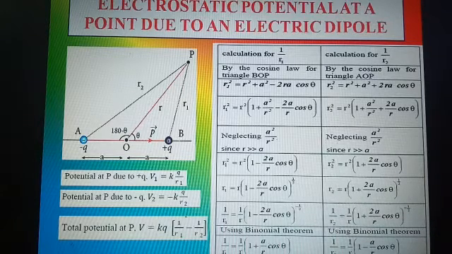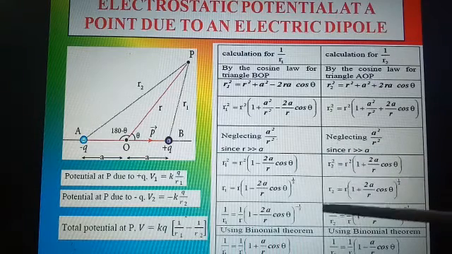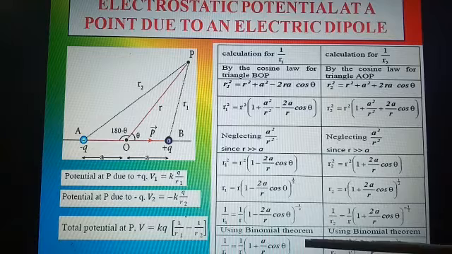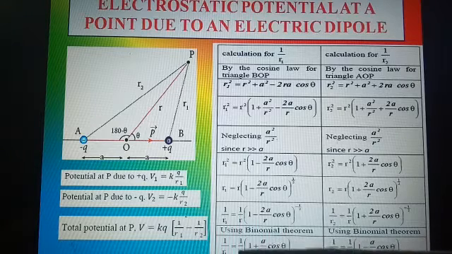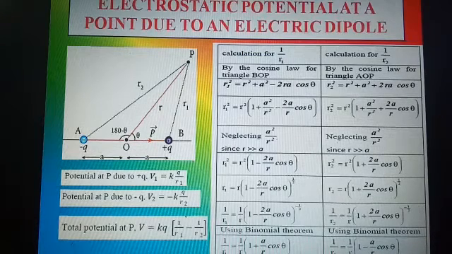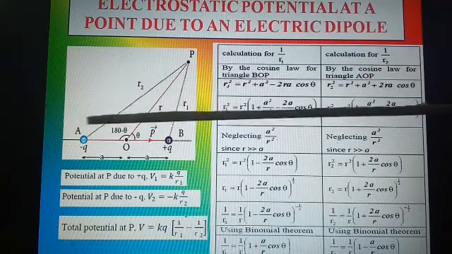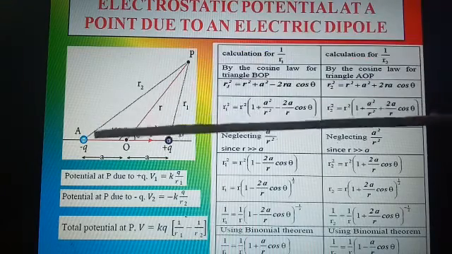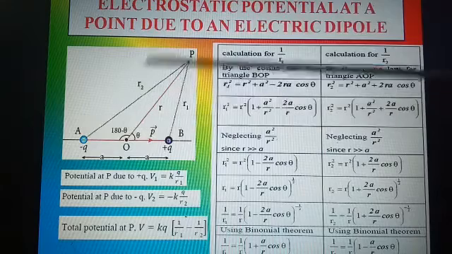So we can use the binomial theorem and retain the terms up to the first order. So we can write the equation 1 by r1 is equal to 1 by r plus a by r^2 cos theta. Similarly, we can apply the cosine law for triangle AOP.